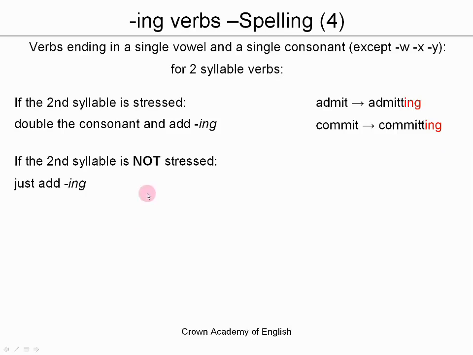If the second syllable is not stressed, we just add ing. So when I say if it is not stressed, that could either mean we stress the first syllable, or it could mean that both syllables have an equal amount of stress. So there is no stress on either syllable. Both syllables have the same sound.